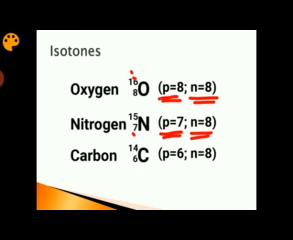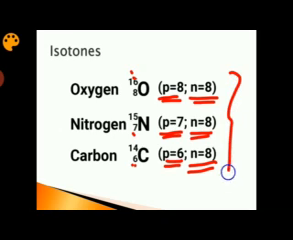Then 6C14. There are 6 protons and 14 minus 6 equal to 8 neutrons. So all these 3 nuclei are isotones of each other. You can find many other examples of isotones. Try to find out some other examples of isotones.